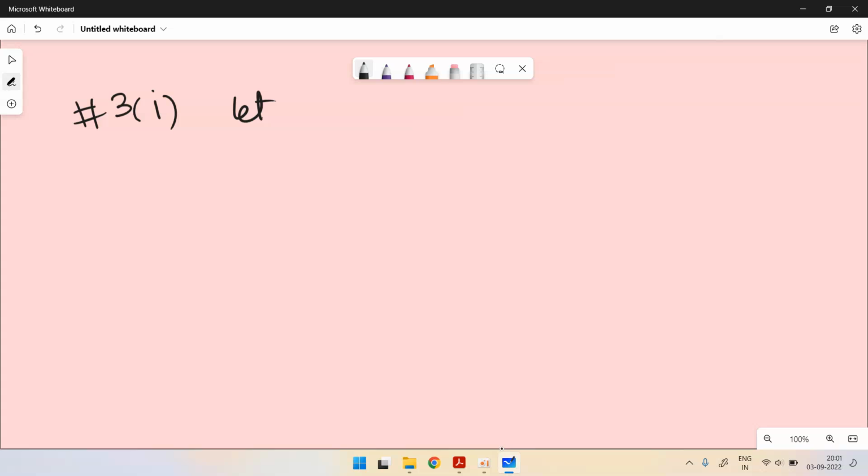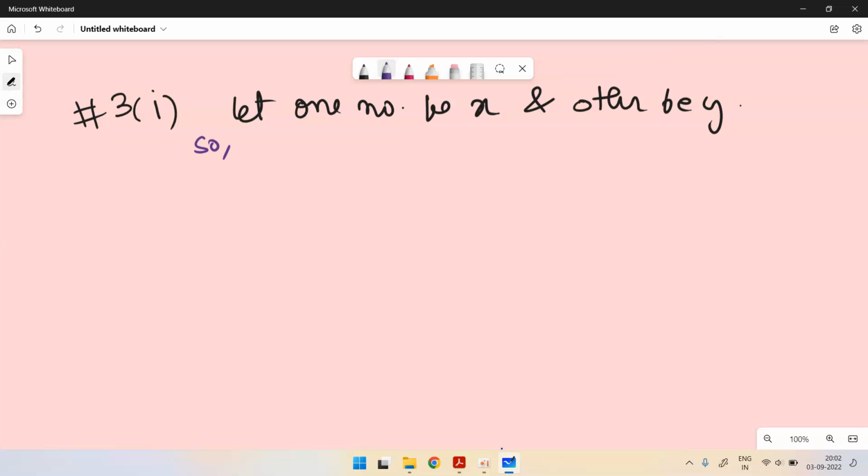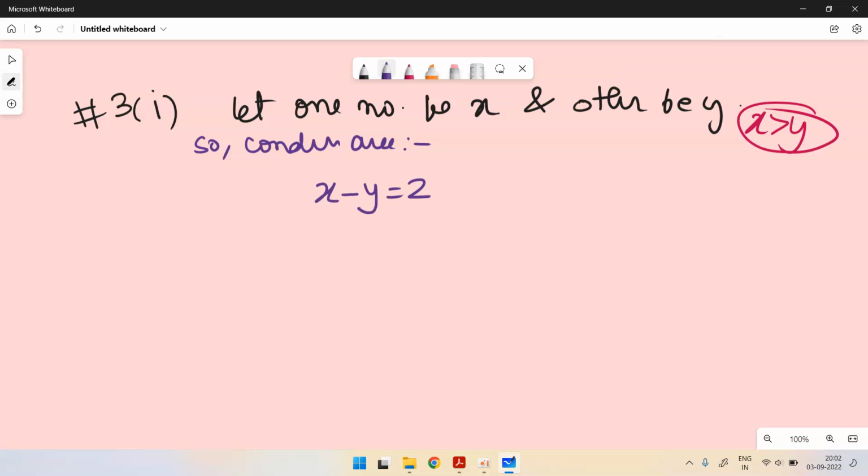Let one number be x and the other be y. The condition is that the difference of the two numbers is 26, and let x be greater than y. So according to the question, x minus y is 26.